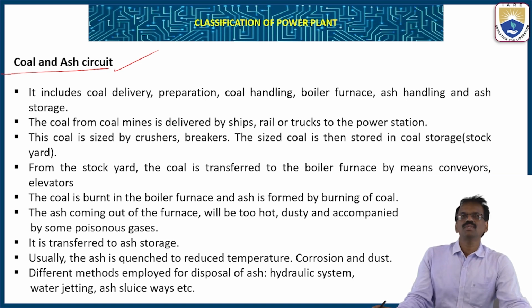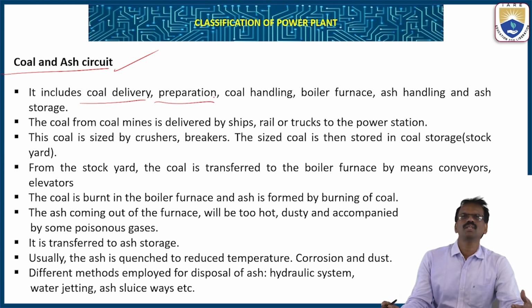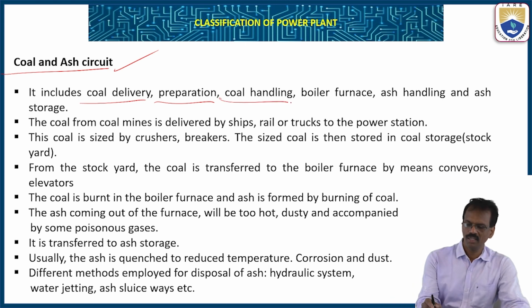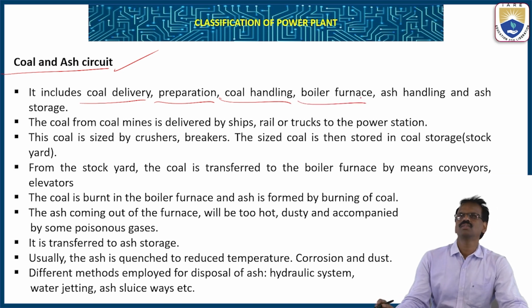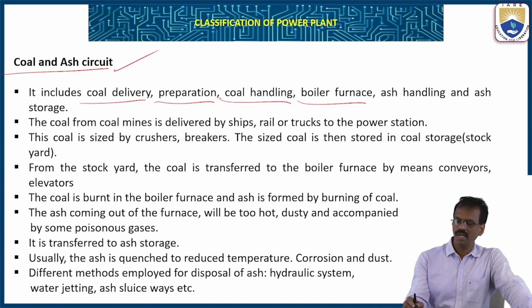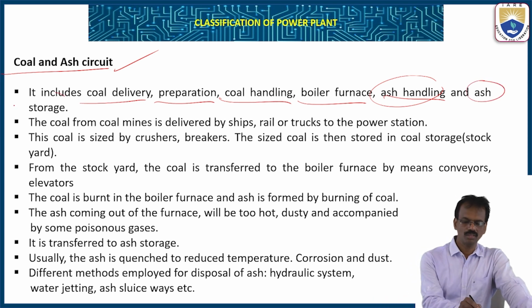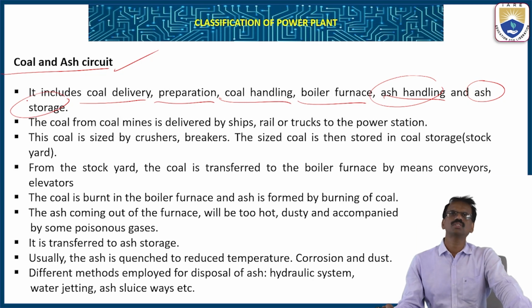It includes mainly coal delivery from the coal mines, and preparing the coal in required sizes. Next, coal handling, so sending of the coal to the boiler furnace. The furnace is also included in this circuit, and ash is the byproduct of this boiling. So the furnace will give the ash. So ash handling and ash storage. These are the very important functions included in the coal and ash circuit.